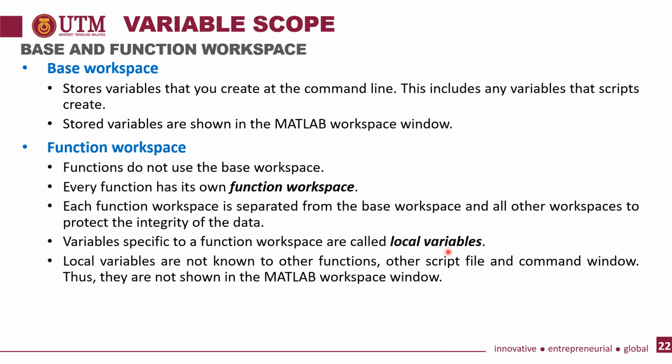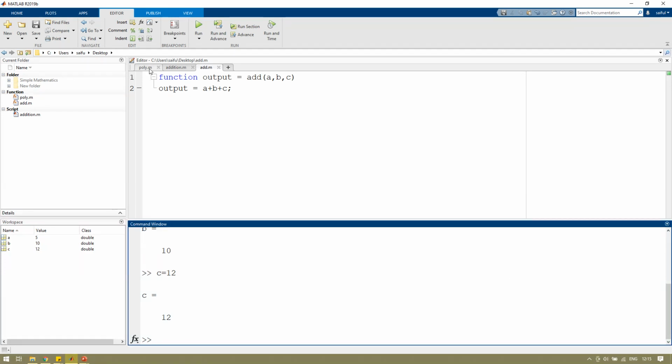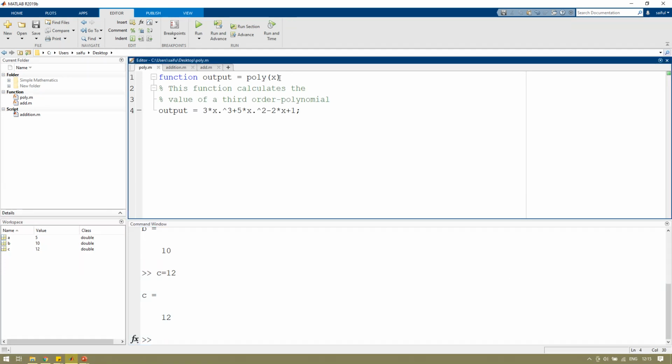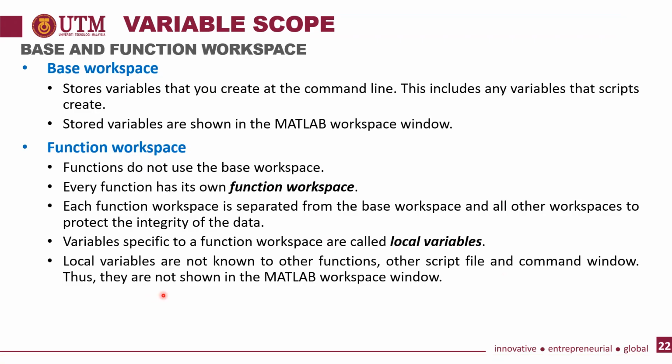After that, we will see some examples of local variables. Local variables are not known to other functions, other scripts or the command window, so they are not shown in the MATLAB workspace window. This is the function from previously, with output poly x. Let's take a look at the example first, so that it is easier for you to understand.